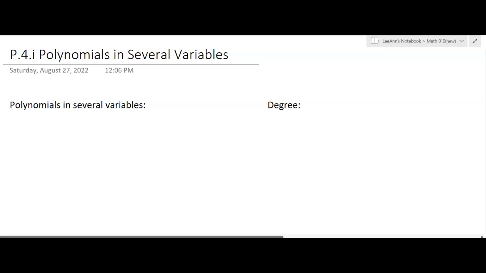Okay, so now we're going to talk about a polynomial in more than one variable. It says several variables, but if you see a polynomial in this class with more than two, I'd be a little surprised. It's not that you couldn't have them, I just don't think you were going to see them. But here's an example.